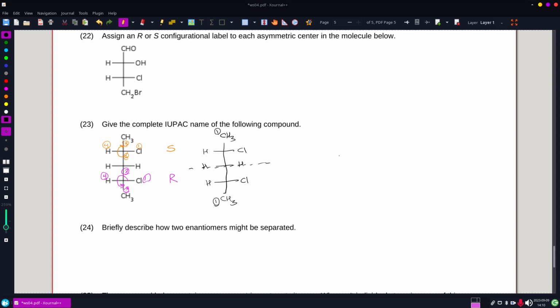But full name here, I have a pentane with a chlorine at the 2 position and the 4 position. So I have 2R, 4S, 2,4-dichloropentane. Now, technically, I would accept 2S,4R, but either one is perfectly fine.